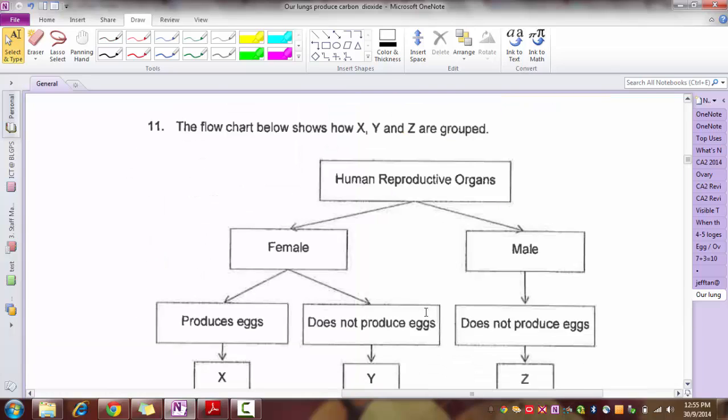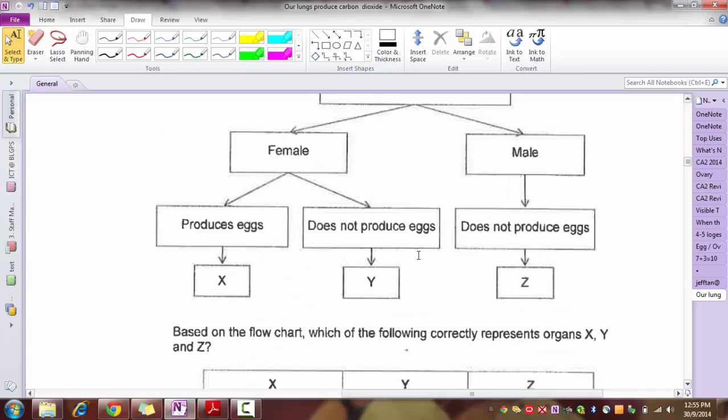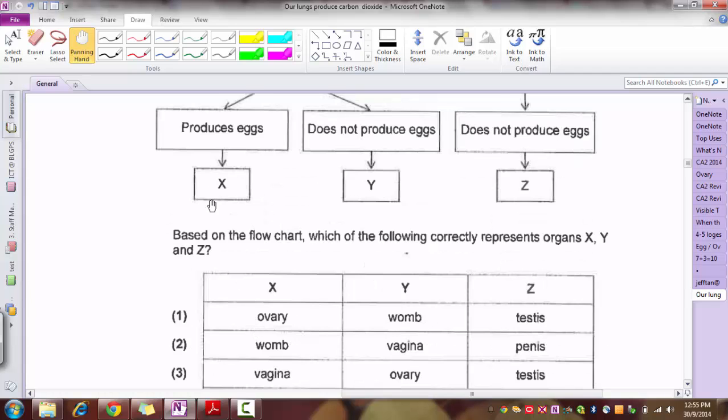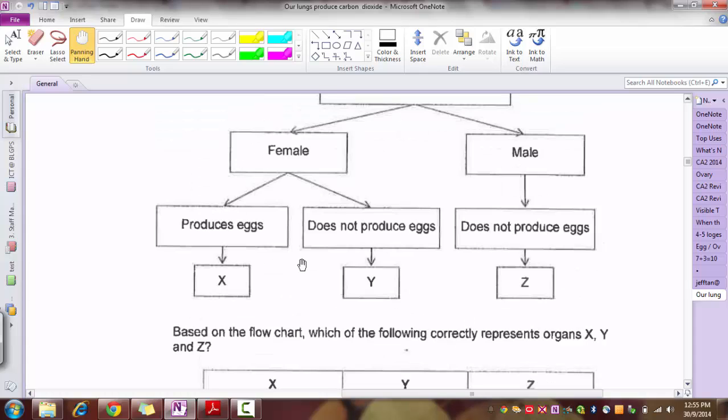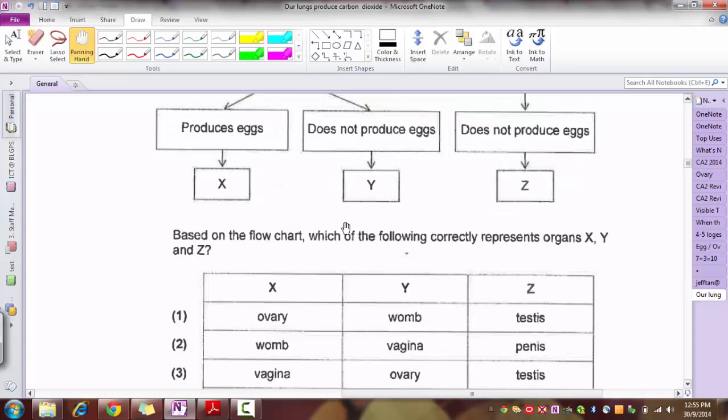Now let's look at question 11. The flowchart below shows how X, Y, and Z are grouped. Okay, so study the flowcharts, read and understand it. So based on the flowchart, again, you must base your answer on the flowchart and nothing else. Which of the following correctly represents organs X, Y, and Z? Okay, so let's look at X, Y, and Z. X and Y are from the female, Z is from the male.